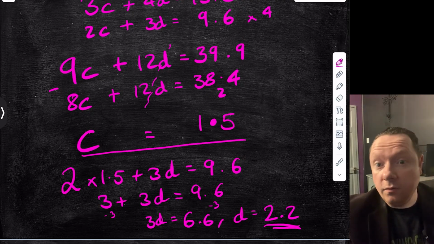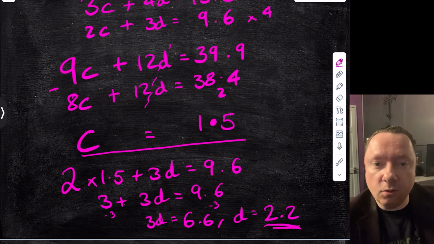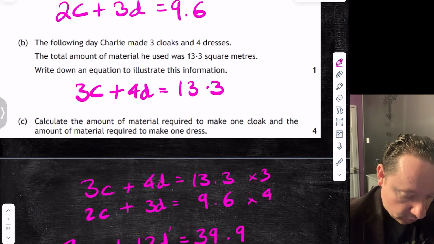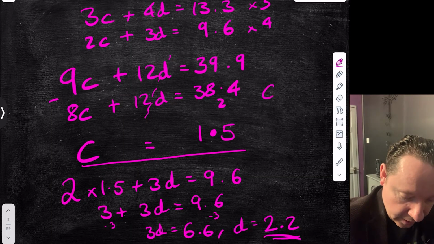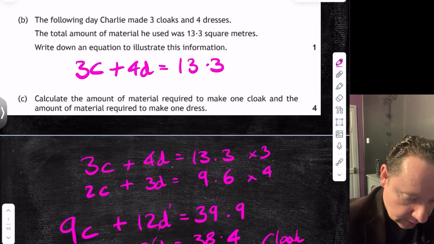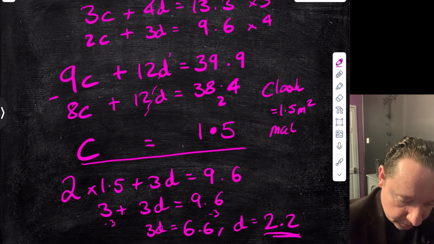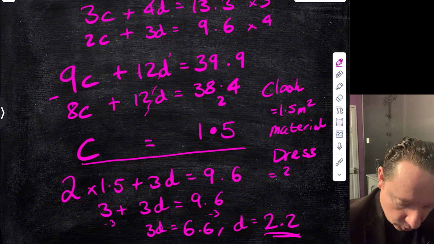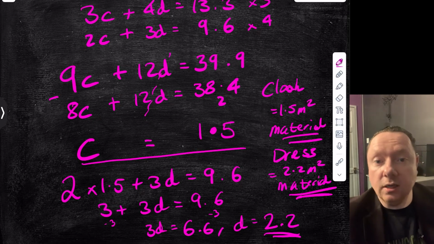Now, we are not finished. You cannot just leave your answer C is 1.5 and D is 2.2. It says find the amount of material required to make a cloak and a dress. So I need to write that down. So I can just write at the side, cloak equals 1.5. And what's the units? Square meters. So meters squared of material. And dress equals 2.2 meters squared of material. And that's just to get my final answer by writing my answer in context of the question.